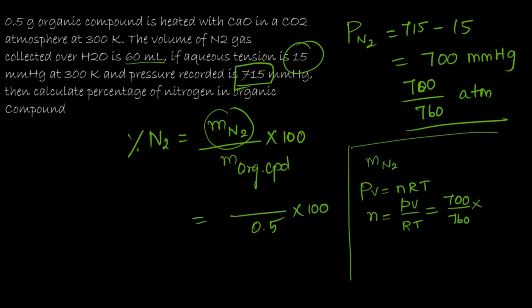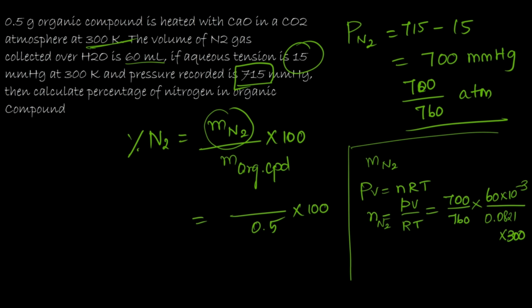What is the volume? 60 ml. I am going to write it in liters, so 60 into 10 to the power minus 3 liters. Then the R value: check the units of the others. The temperature is in Kelvin, and we took pressure in ATM, so I have to use 0.0821. If it were in joule per Kelvin, you would take 8.314. Here we take 0.0821, and the temperature is mentioned as 300. From here I will get the number of moles of nitrogen.